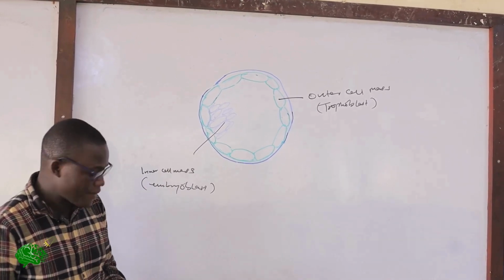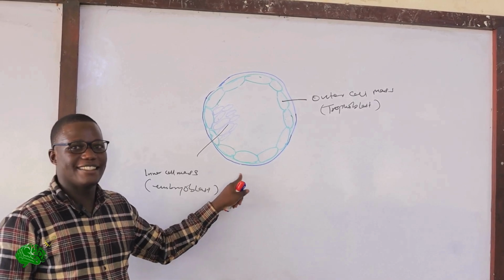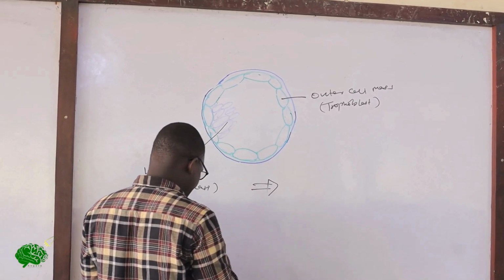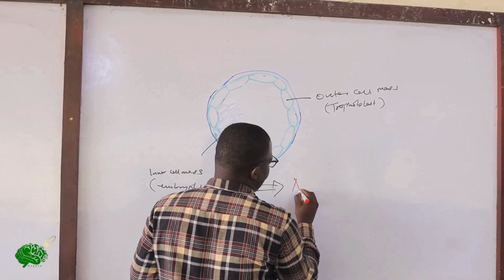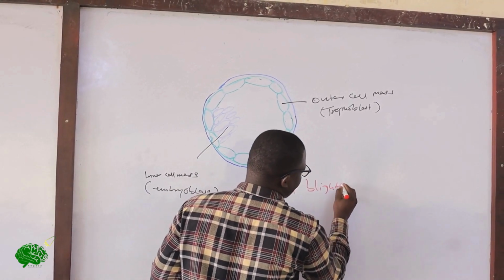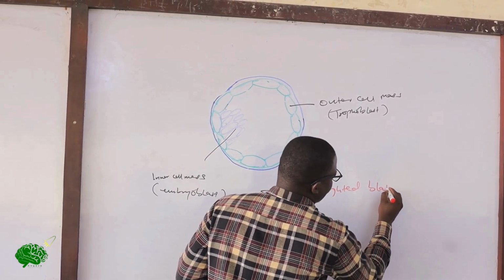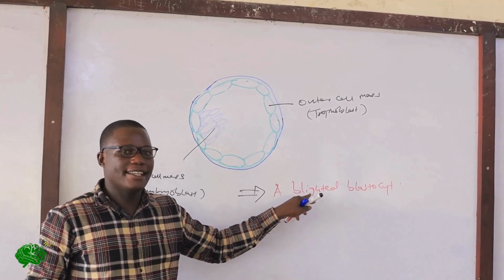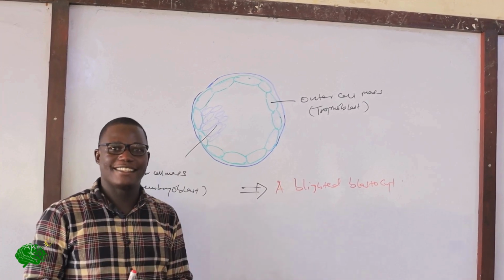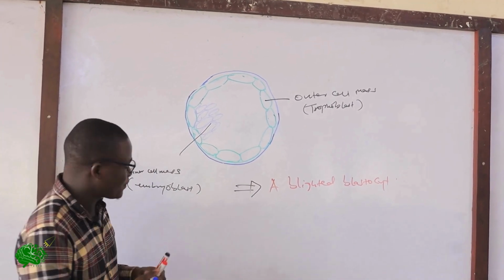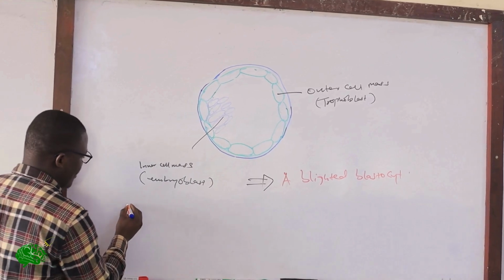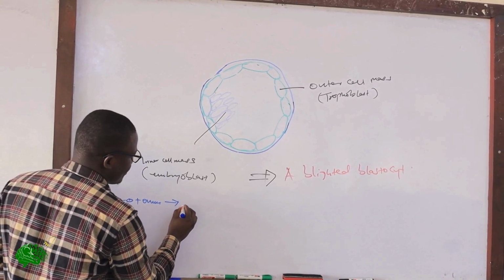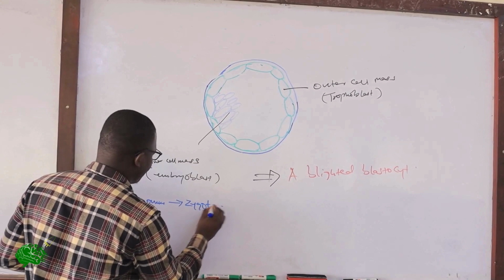Now, there is a very common abnormality associated with the blastocyst, termed a blighted blastocyst. A blighted blastocyst is a result of abnormality in fertilization. Normally, during fertilization, one sperm fertilizes an ovum to form a zygote.